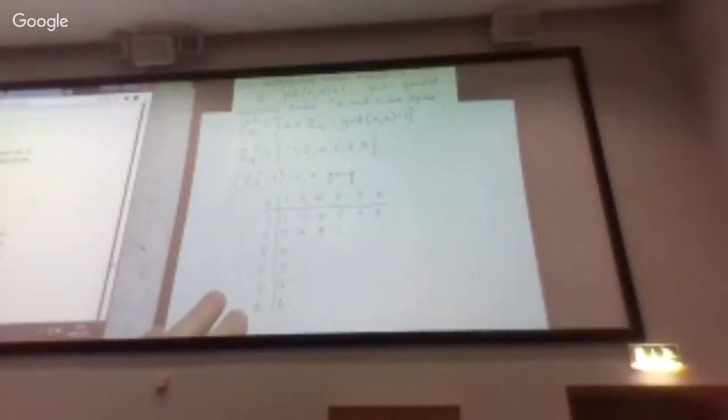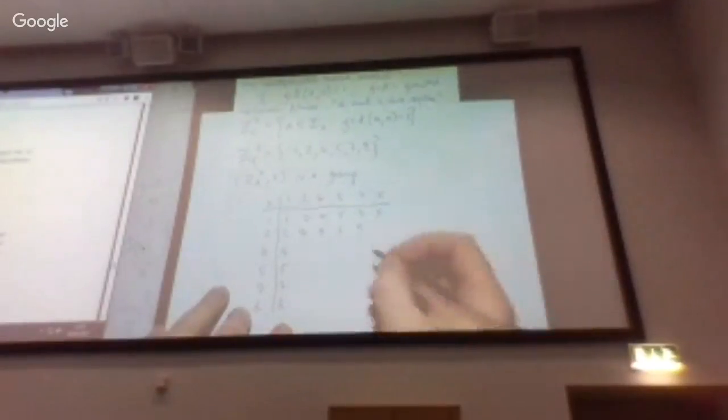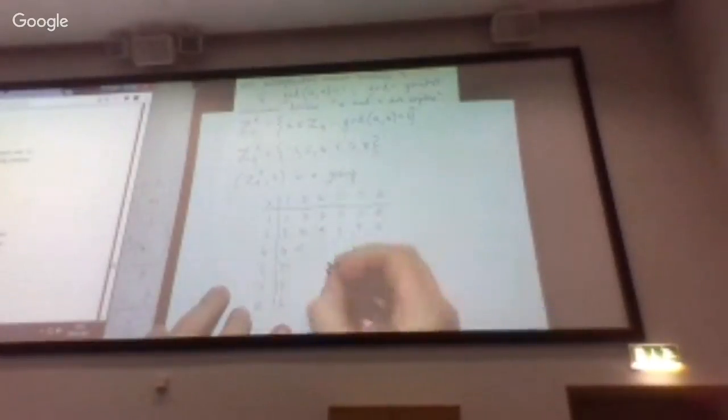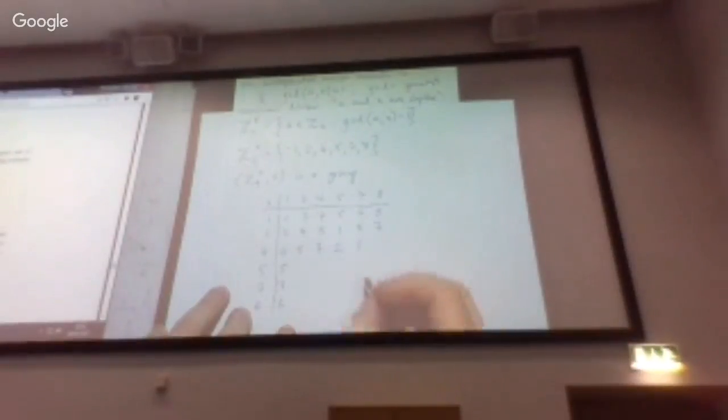2 times 7 is 14, so I'm going to put down 2 times 7 modulo 9, which is 5. So you're always putting the remainder after division by 9. 2 times 8 is 16, so that leaves a remainder 7. 4 times 2 is 8, 4 times 4 is 16, leaves 7. 4 times 5 is 20, leaves 2. 4 times 7 is 28, leaves 1. 4 times 8 is 32, leaves whatever I haven't put down yet, 5. So you keep going across here.